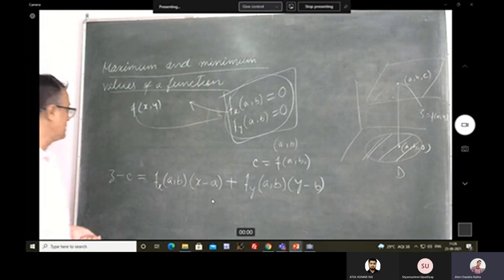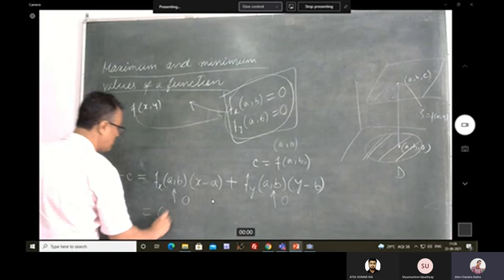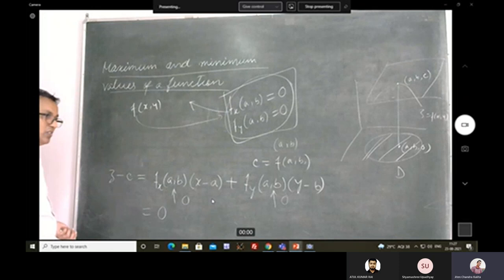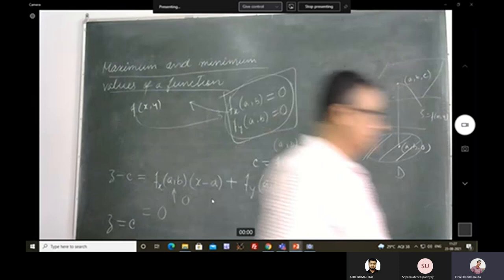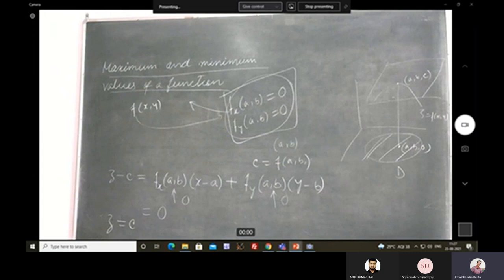This must be satisfied, right? So that means this is 0, this is 0. So eventually, this is going to become 0. Is it okay? Fine. So yes, the tangent plane is nothing but z equal to c. The tangent plane is nothing but z equal to c.